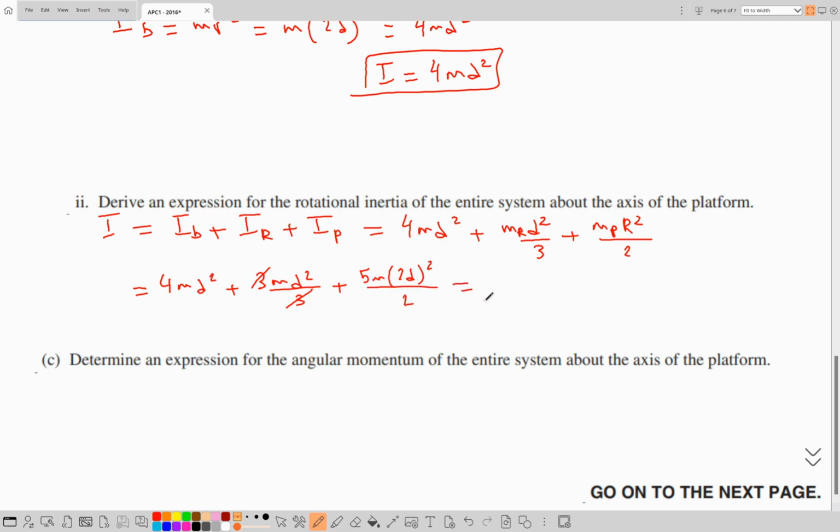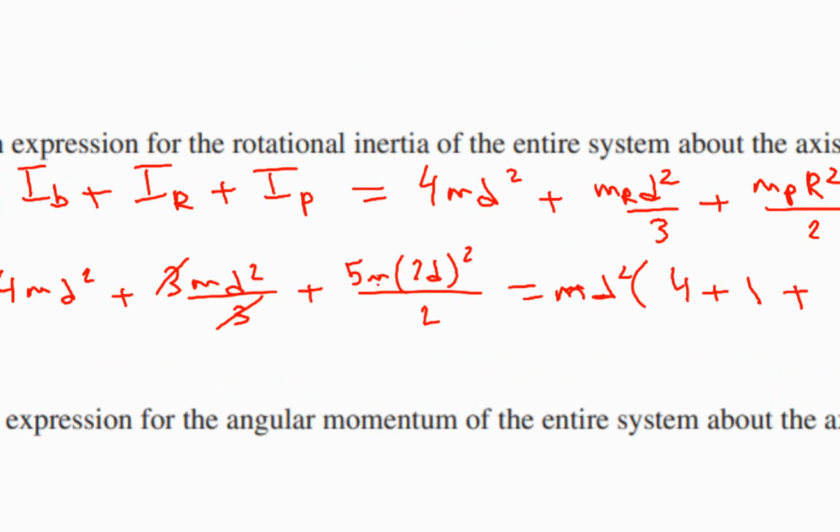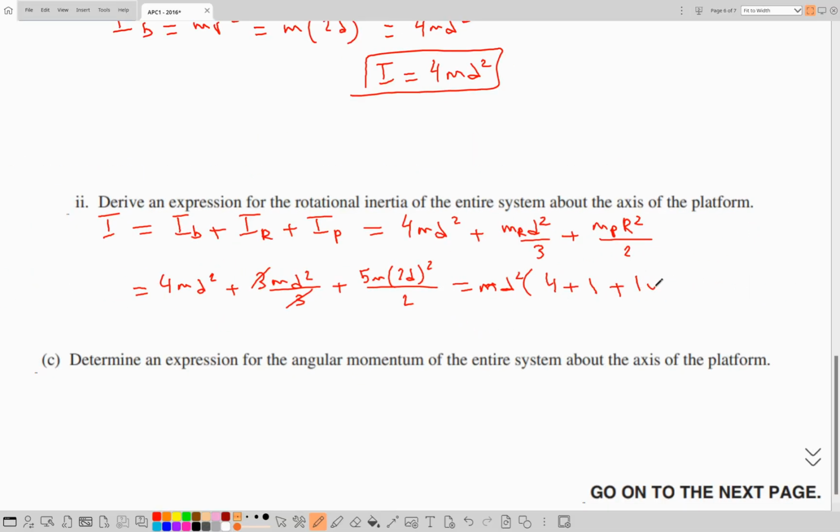Now we can factor out md square, and here we would be left with 4, that would be 1, and 4 multiplied by 5 divided by 2, that would be 10, which gives at the end 15 md square. Then the rotational inertia of the system is given by 15 md square.